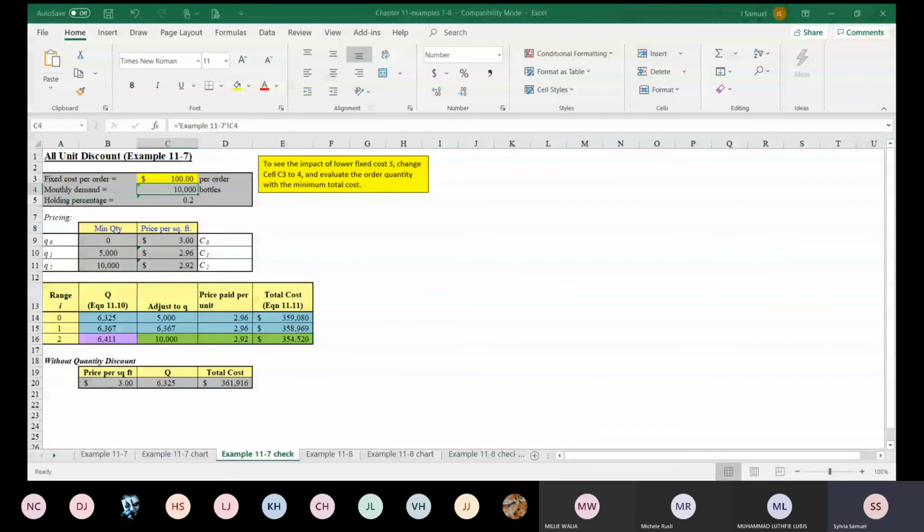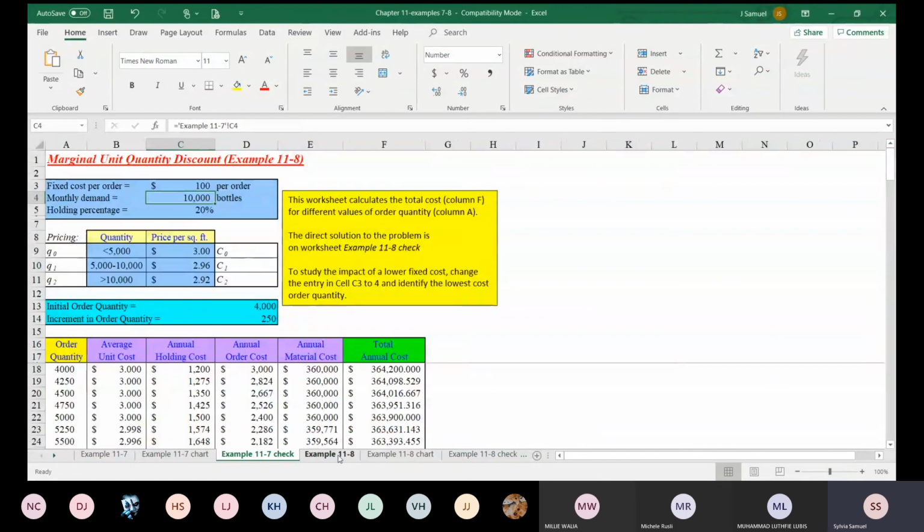This one, and then we need to show you the marginal table. So I will show you 11.8, the Excel. So remember, from the table, if you order less than 5,000 quantity, the price is $3. And above 5,000 and less than 10,000, the price is 2.96. If more than 10,000, the price is 2.92. Okay, so we can see here, if we're ordering 4,000, it means less than 5,000. The price, unit cost, is $3.